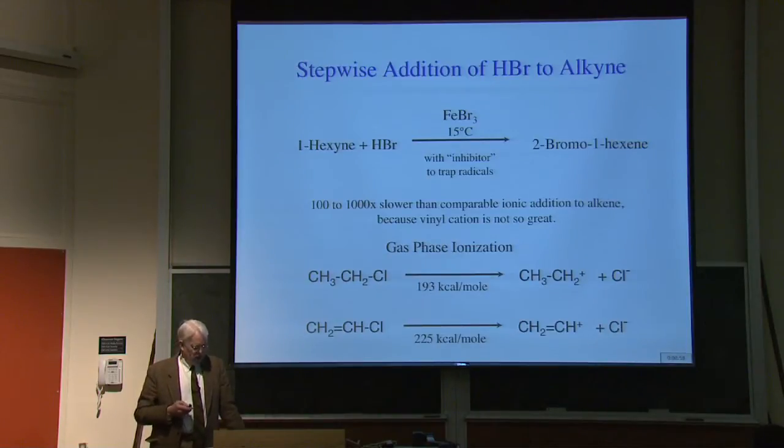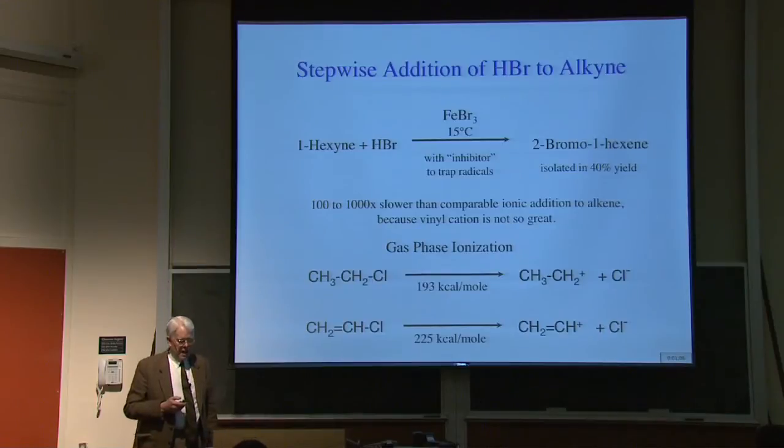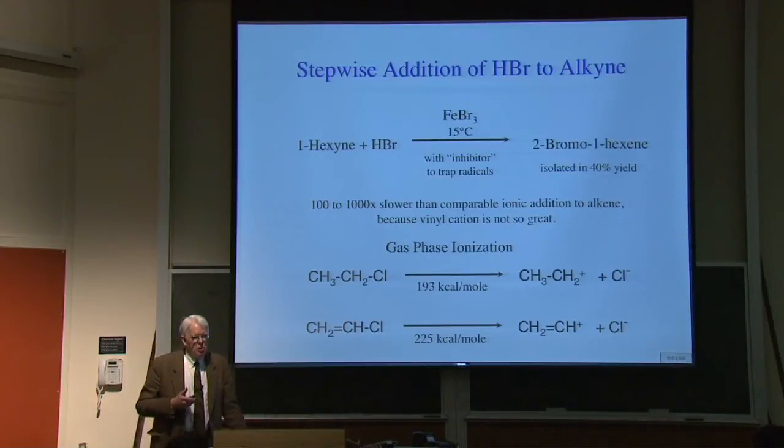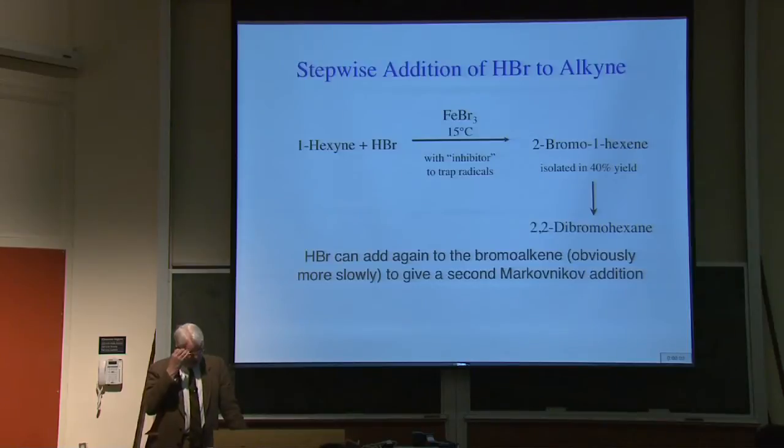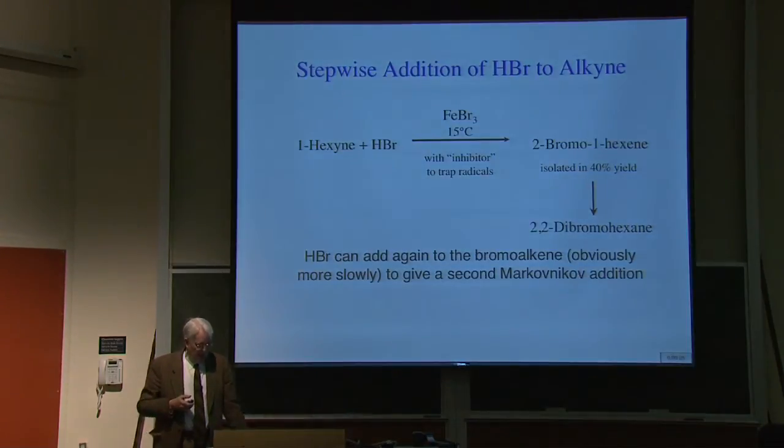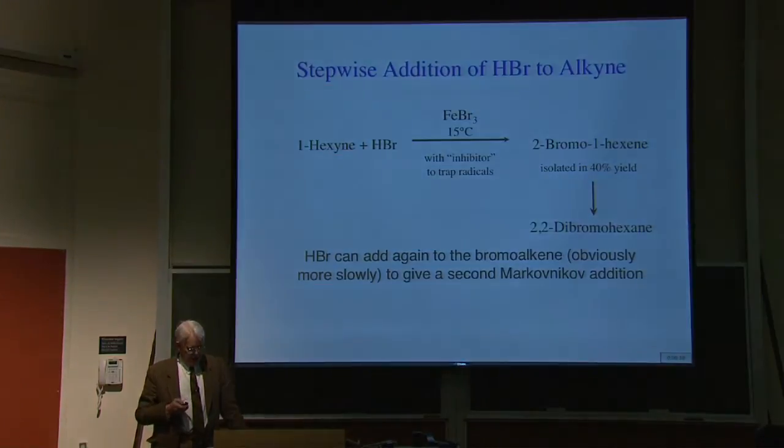So that's what, of course, you make when you add the proton to the hexyne. And it's possible to isolate that in 40% yield, which seems funny, as we mentioned before, because if it's not very reactive, wouldn't the hexene you make be even more reactive, so that it would be impossible to isolate something that was part way along? And so you can go further to 2,2-dibromohexane. Obviously, it's slower, and it gives a second Markovnikov addition, right?